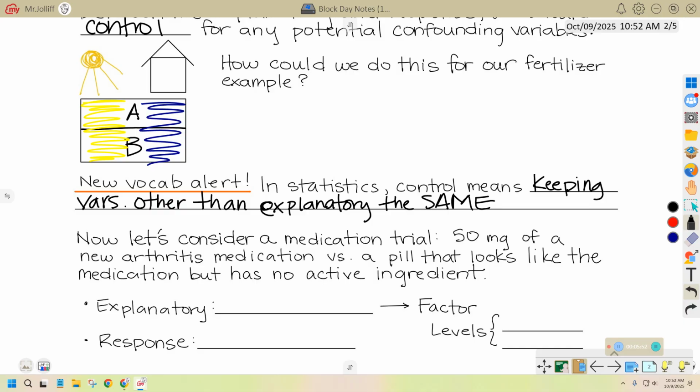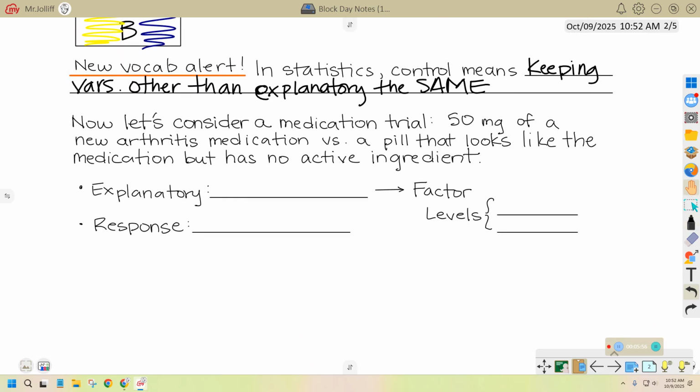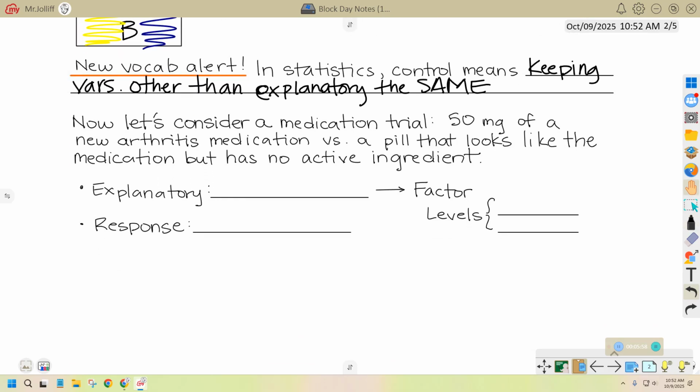Good. All right, new example. A team at UC Davis is developing a medication to treat the pain that results from arthritis. They have developed a new 50 milligram pill. They want to test it, and they're going to test it versus a sugar pill that has no active ingredient. It looks the same as the new medication, but there's no actual medication in the pill.